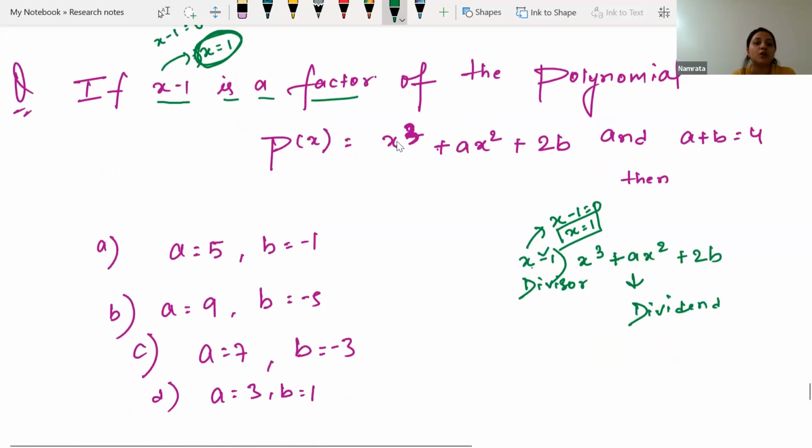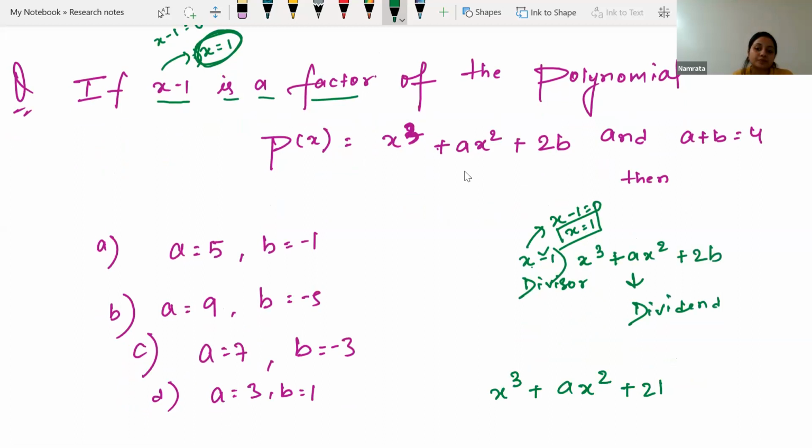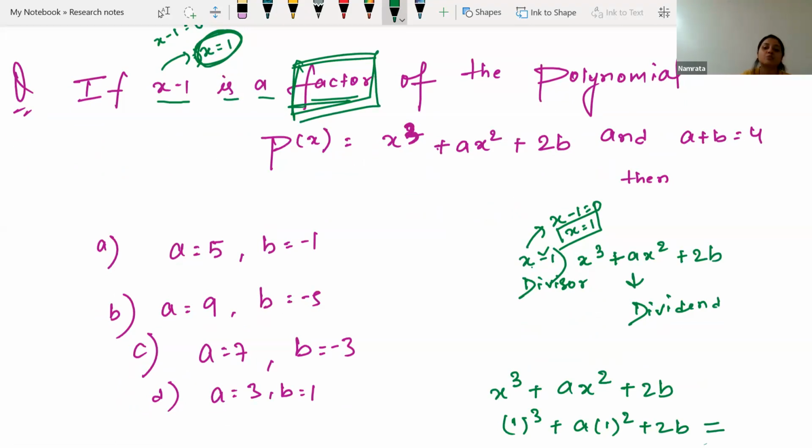So the x value 1 we got from the divisor, we need to substitute in the dividend. Our dividend is x cube plus a x square plus 2b. Here we substitute x equal to 1: 1 cube plus a times 1 square plus 2b. It will automatically give the remainder. But we know it's a factor, so the remainder has to be 0.